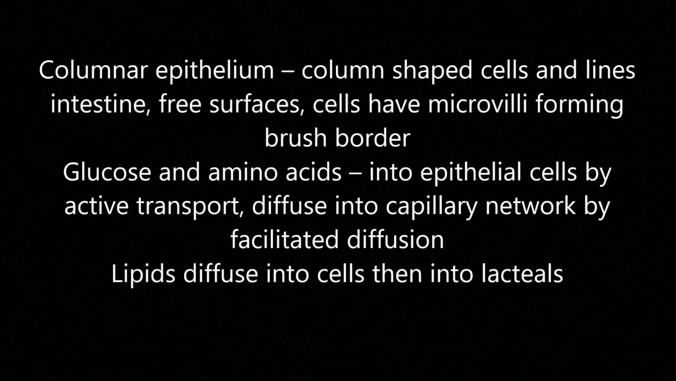The columnar epithelium is made of column-shaped cells and lines the intestine. They have microvilli on their surfaces forming a brush border. Glucose and amino acids are transported into the epithelial cells by active transport and diffuse into the capillary network by facilitated diffusion. Lipids diffuse into the cells and then into the lacteals.